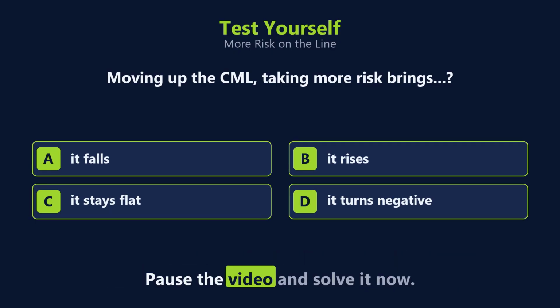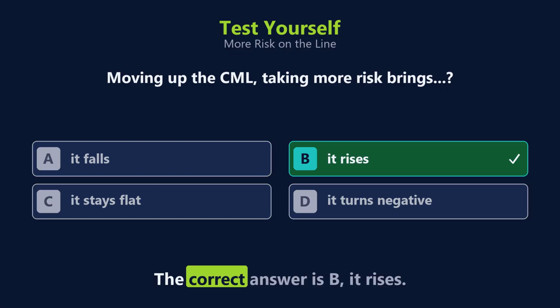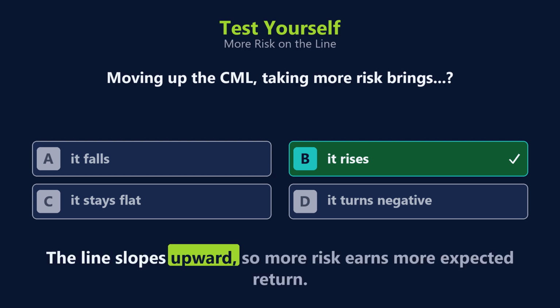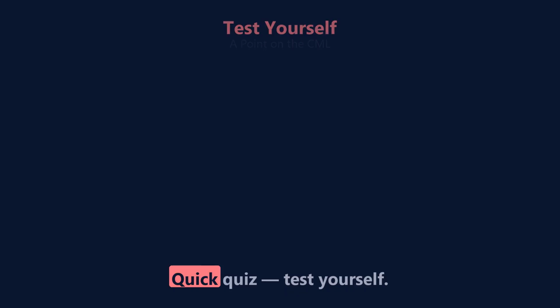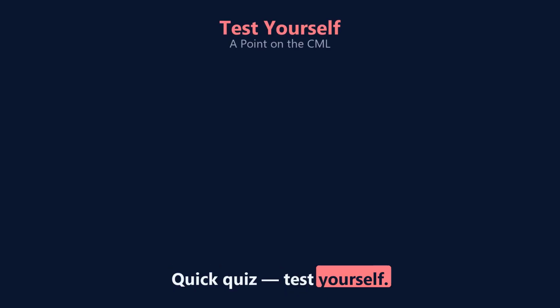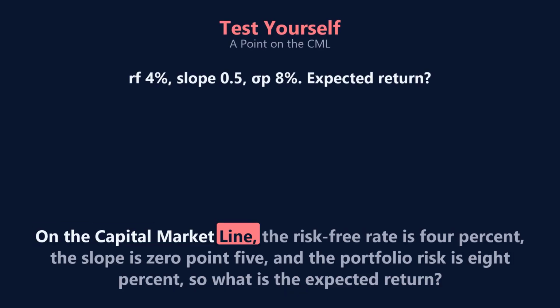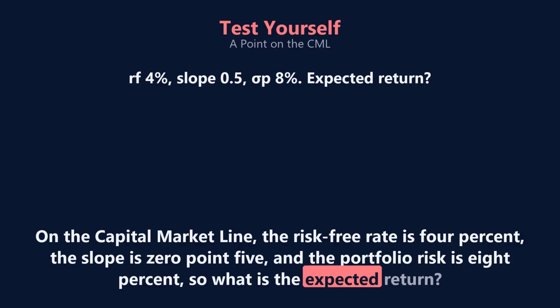Pause the video and solve it now. The correct answer is B, it rises. The line slopes upward, so more risk earns more expected return. Quick quiz, test yourself. On the capital market line, the risk-free rate is 4%, the slope is 0.5, and the portfolio risk is 8%, so what is the expected return?